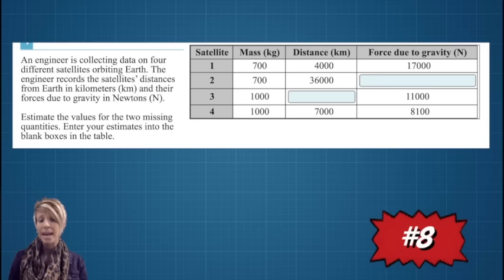Now for number three and number four, we can say they both have the same mass, 1,000, so we know they have more mass than satellite one and two, but number four has 7,000 kilometers distance, meaning it has 8,100 newtons. Now satellite three has 11,000 newtons. So if it has a lot more gravity, but it has the same mass, what must it mean about its distance? Again, estimate the number and put it into the box.